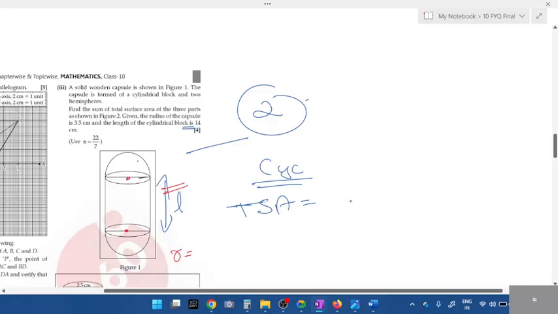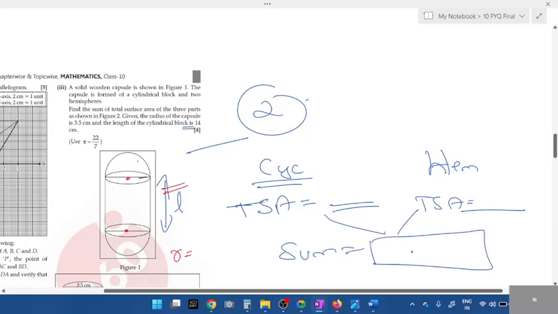Memorize the formulas. Total surface area: write the formula. Hemisphere: write the hemisphere formula. Write the total surface area. They have asked for the sum, so sum is equal to combining both. Just do one or two lines.